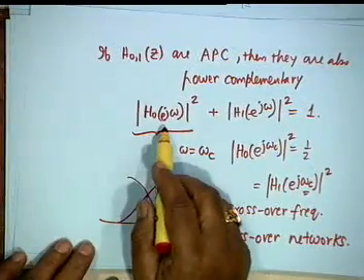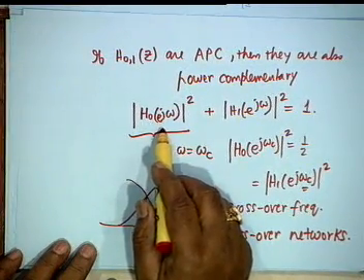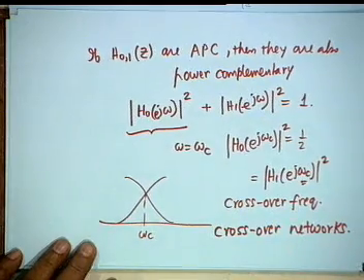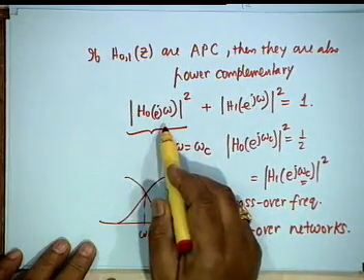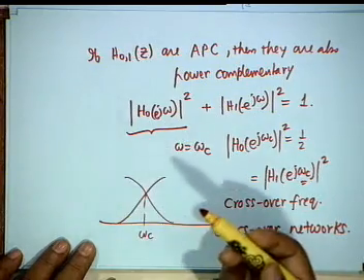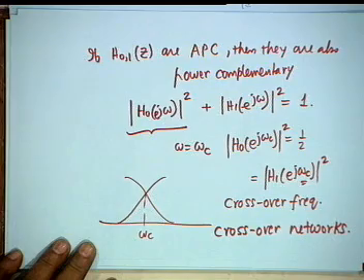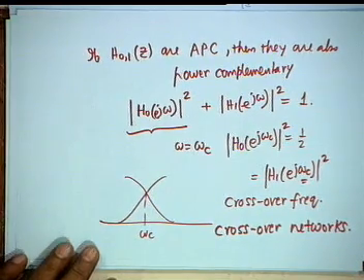When magnitude squared is half, magnitude is 1 by root 2, and therefore it is 3 dB below the maximum value. Obviously, if the sum is equal to 1, the maximum of this can be 1, then the other one shall be 0. Maximum of this can also be 1, the other one will be 0, and therefore the magnitudes vary between 0 and 1, and magnitude squared equal to half is midway between them. Magnitude is 1 by root 2, which is 3 dB below the maximum value. Maximum value is 0 decibel.